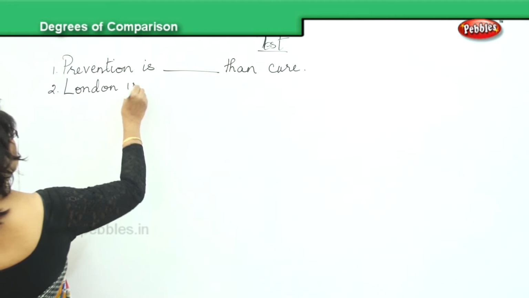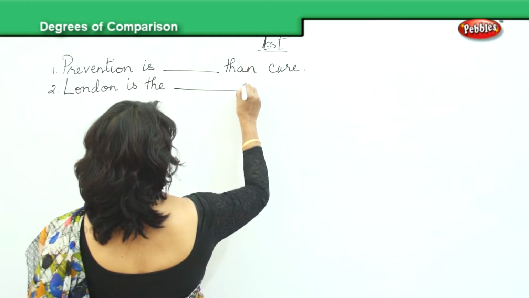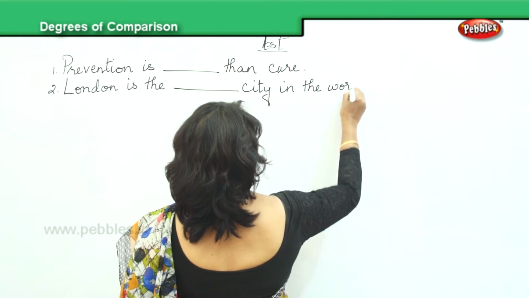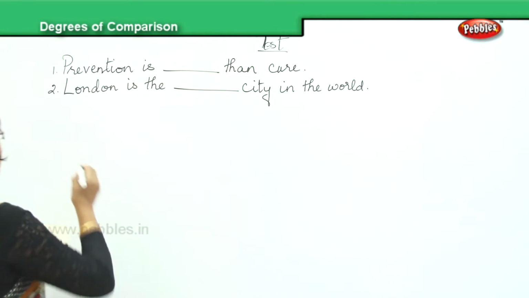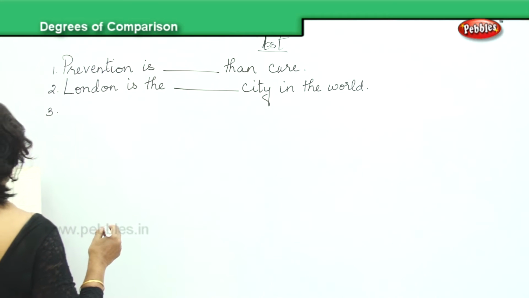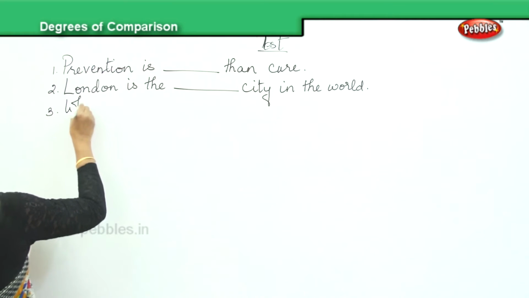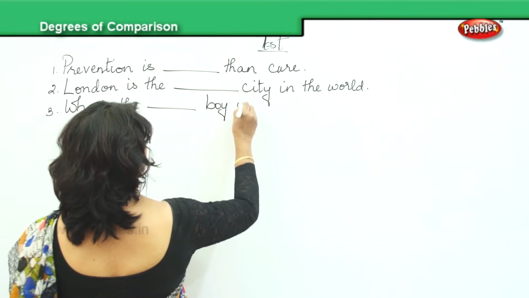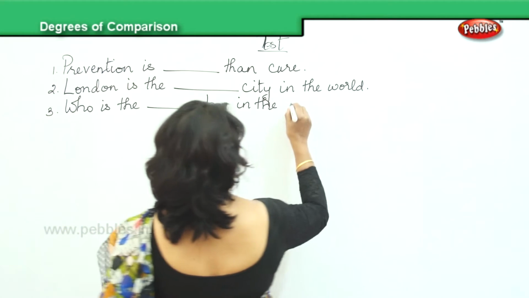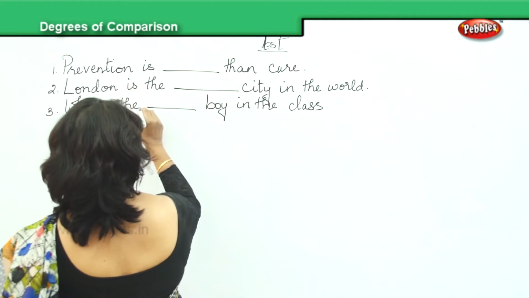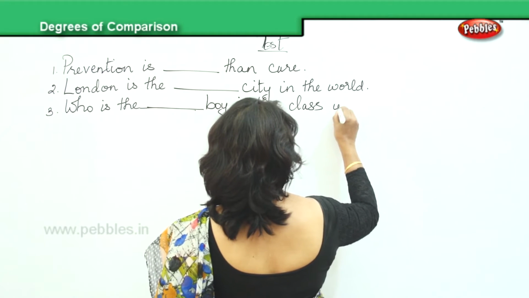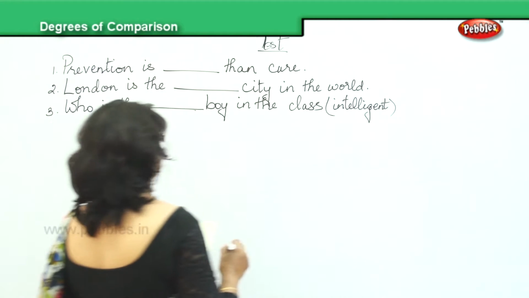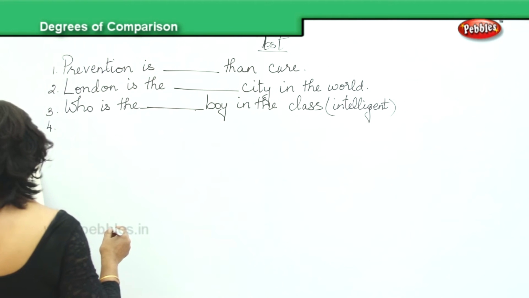London is the dash city in the world. London is a dash city in the world. Who is the dash boy in the class? I'll give you intelligent as a word. Next one.